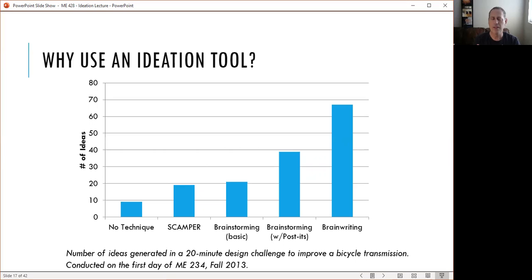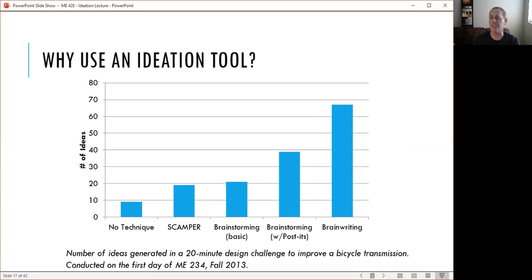I just said, go do it. 2 groups, I told them about the SCAMPER technique, which is a fairly complicated technique. It usually requires some training and practice to do well. We're actually not talking about that today because of that. Then brainstorming and the basic instructions that I'll talk through in a couple of minutes. And then brainstorming with some tools so that everyone was able to record their ideas rather than one person doing it. And then finally, brainwriting.